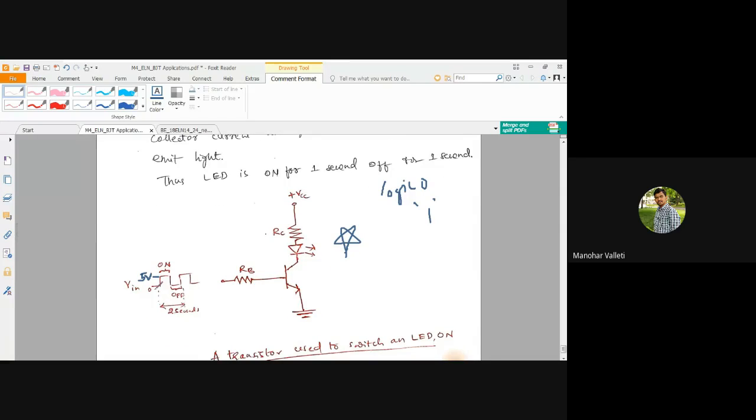Let us say if you apply 0 volts here, from the previous discussion, the transistor is operating in the cutoff region, meaning the transistor is open circuited. The transistor is open circuited, so no current flows, and the LED will be off. So that is when you apply a low voltage.